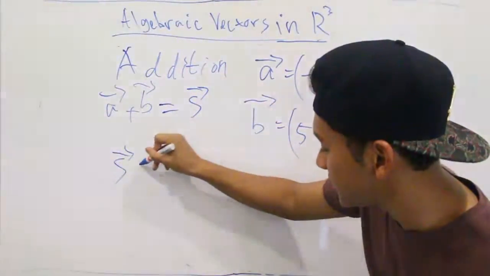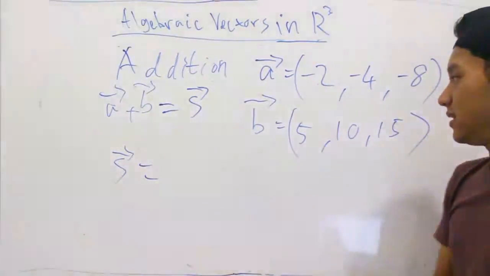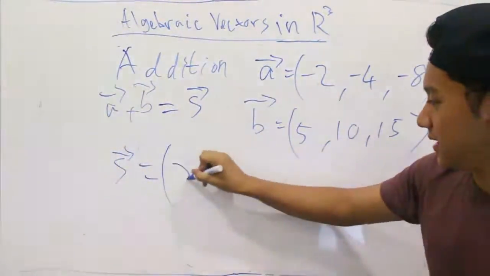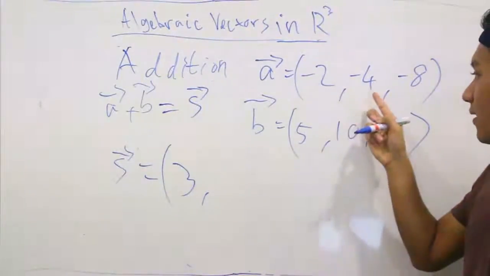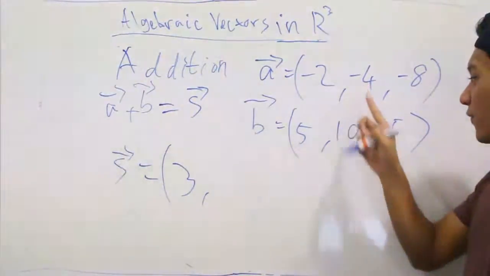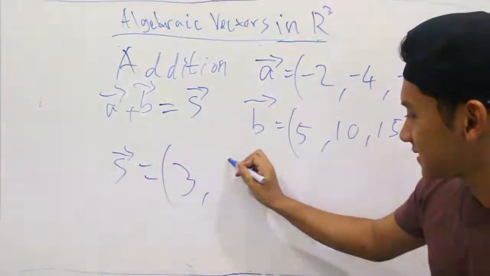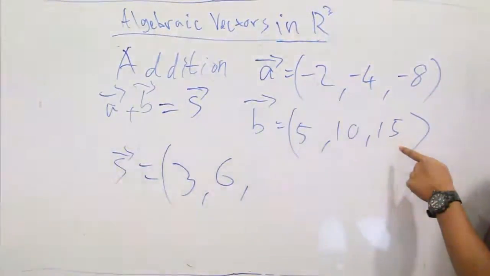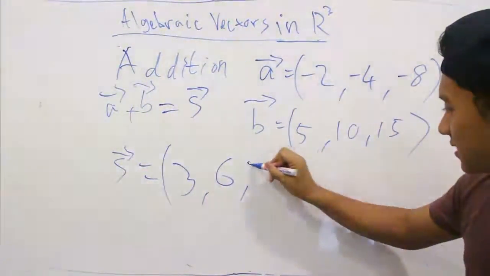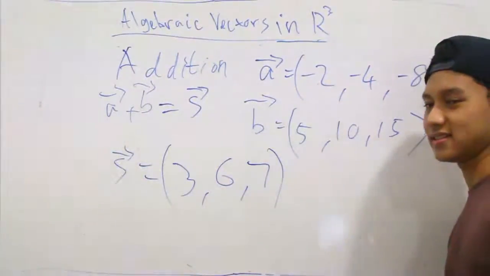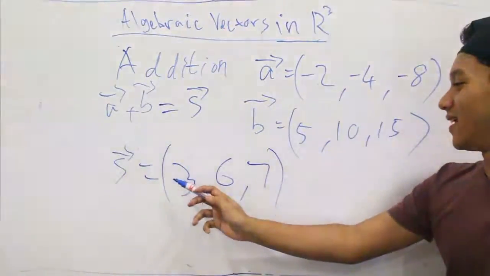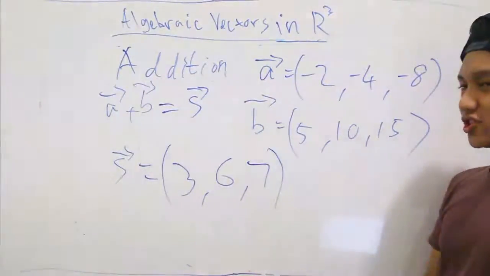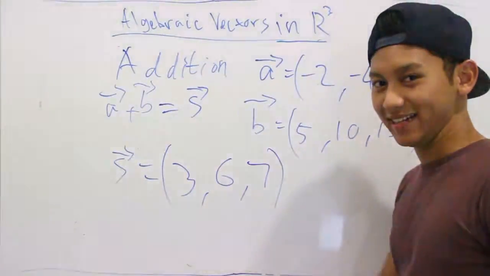So vector S, which is the sum of vector A and vector B, has an x coordinate of -2 plus 5, which is 3. And for the y coordinate, the y-axis is -4 plus 10, which will be 6. And the last axis, which is the z-axis, is -8 plus 15, which will be 7. See how easy and simple that is with Dr. Hillman? We got the answer: 3, 6, 7. The addition of algebraic vectors in 3D.